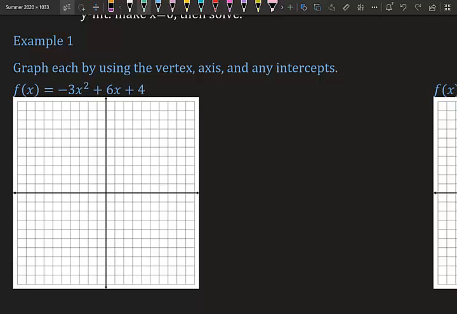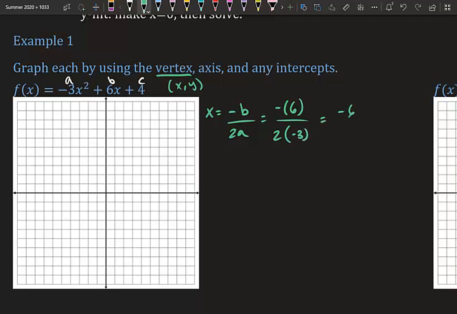So the first thing we're going to do is find the vertex. So remember the vertex, that's x and y. So to find x, we use the vertex formula, which is negative b over 2a. So a, b, c, just like the quadratic formula. So let's plug it in. We have negative b, which is 6, over 2 times a, which is negative 3. So negative 6 over negative 6, we get positive 1.